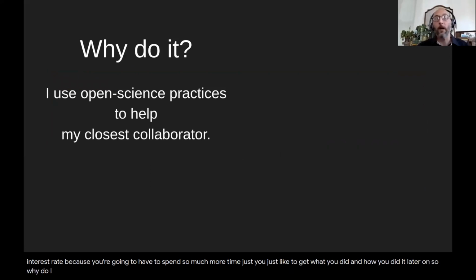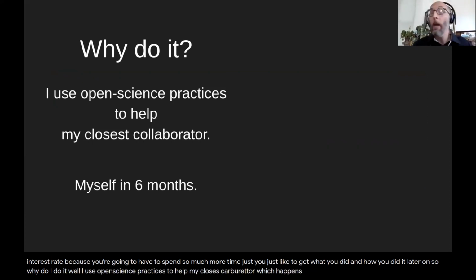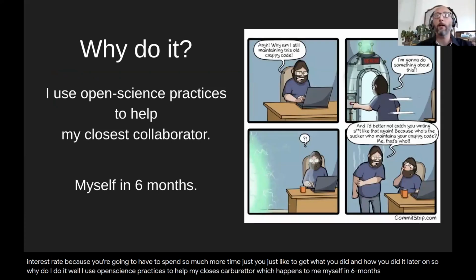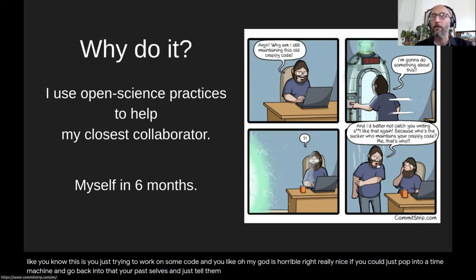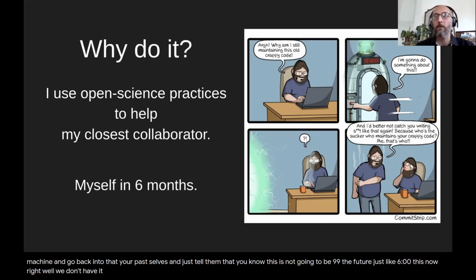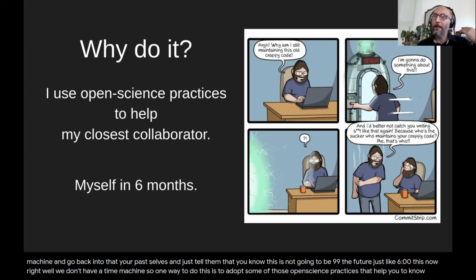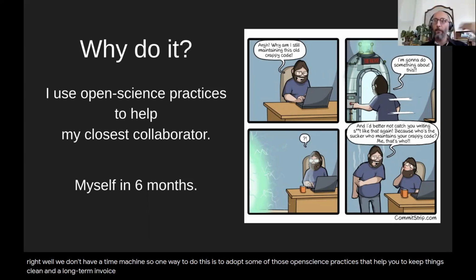So why do I do it? Well, I use open science practices to help my closest collaborator, which happens to be myself in 6 months. Wouldn't it be nice if, when you're just trying to work on some code and you're like, oh my God, this is horrible, you could just hop into a time machine and go back and visit your past self and tell them, this is not going to be maintainable in the future, just fix this now, right? Well, we don't have a time machine. So one way to do this is to adopt some of those open science practices that help you keep things clean in the long term and avoid friction accumulating in your workflow.